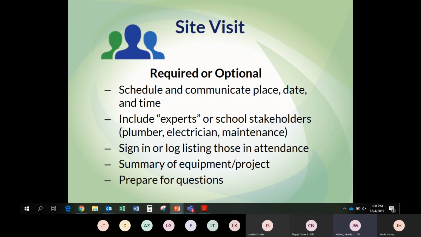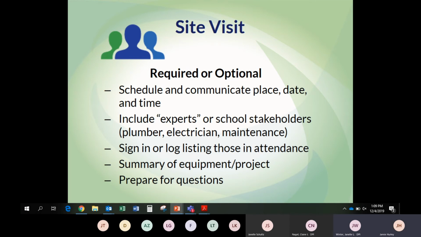And then when you do have a site visit, it's really important, as I learned the hard way through some of the years, to make sure your experts or your school stakeholders are there: your plumbers, your electrician, your maintenance, heating, air conditioning, if that's part of the project or the equipment that you're purchasing, if there are any ventilation issues that need to be included. All those experts need to be included with that site visit because they will be the ones to answer the questions of the bidders as far as those details, because they are the experts in their fields.